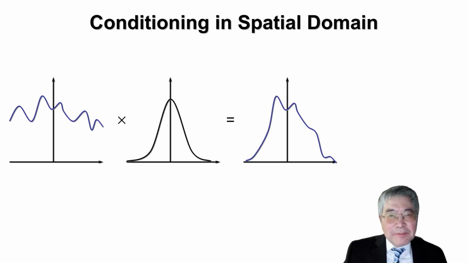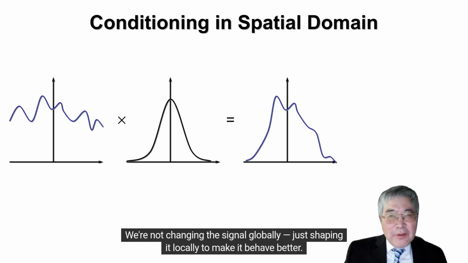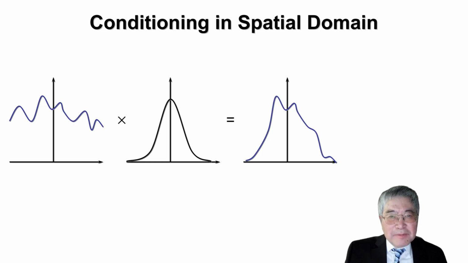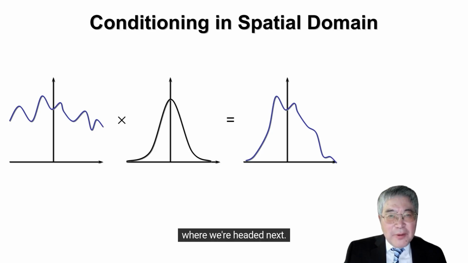downstream. This process is called conditioning, and in the spatial domain it's done by pointwise multiplication. We're not changing the signal globally, just shaping it locally to make it behave better. This idea becomes even more powerful when we look at its effect in the frequency domain, and that's where we're headed next.